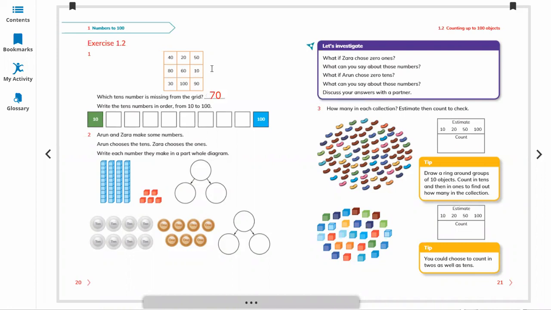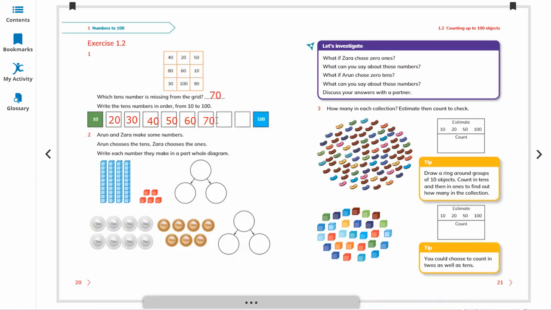Then we have the next question. Write the 10 numbers in order from 10 to 100. So 10 is written. What comes after 10? 20. We are adding 10. We are counting in tens. 10 plus 10 is 20. 20 plus 10 is 30. 30 plus 10 is 40. 40 plus 10 is 50. 50 plus 10 is 60. 60 plus 10 is 70.